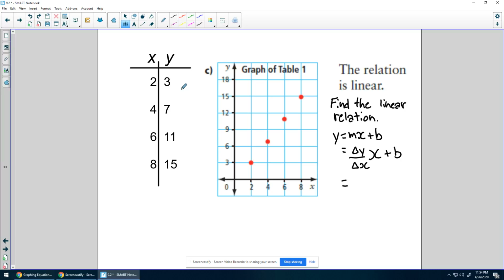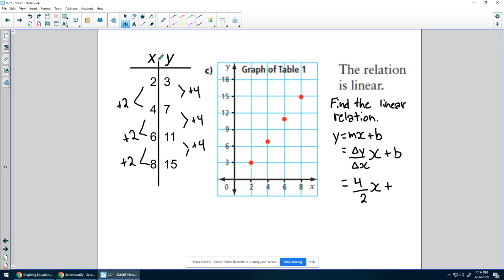Step 1, what's the change in y? We can see that here. 3 to 7, it's going up by 4. 7 to 11, 4, and so on. So we know that's going to be 4. The change in x is 2 to 4. Well, that's going up by 2's. X stays.